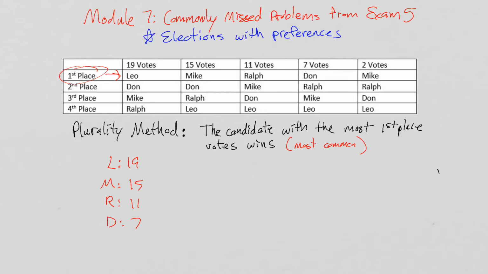But then Mike gets another 2 votes right here. So he's going to get actually 17. But that's not enough for him to win because Leo is the winner.